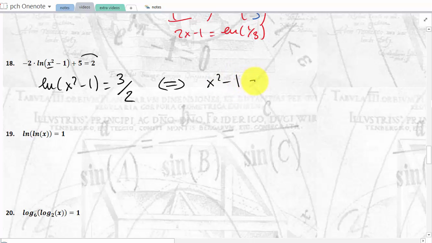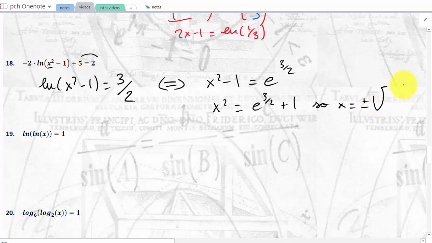What am I going to do? I'm going to move the 5, that's -3, and I'm going to divide by -2. So I have ln of x squared minus 1 equals 3/2, right here. So what do I do now? Now I will write the exponential form right here. So it is x squared minus 1, that's the input, it becomes the output, equals e, that's the base of the log, right? e to the 3/2, okay? And so you have x squared equals e to the 3/2 plus 1. Careful right here, I'm removing a square. So x equals plus or minus, right? Always, the square root of e to the 3/2 plus 1.